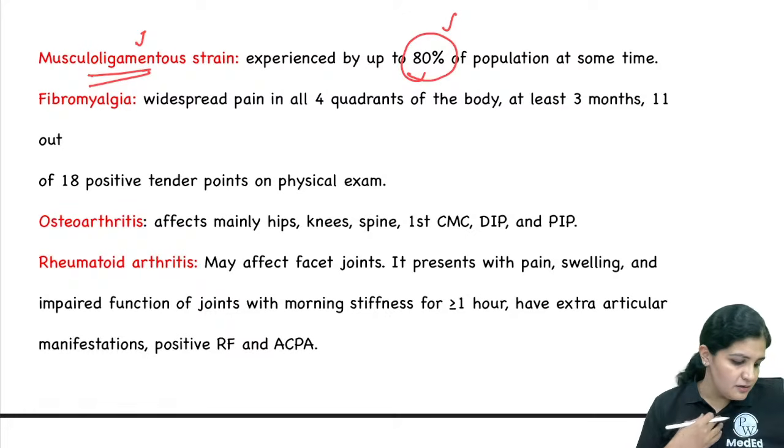Okay, you got the answer, Dr. Flute Guy? Yes, this is musculoskeletal strain.